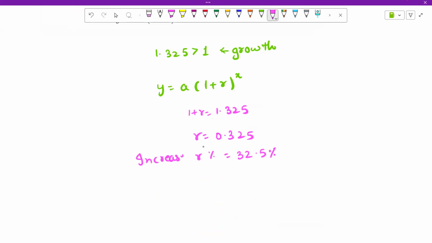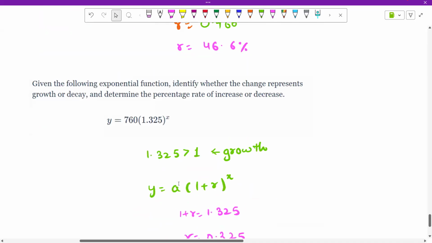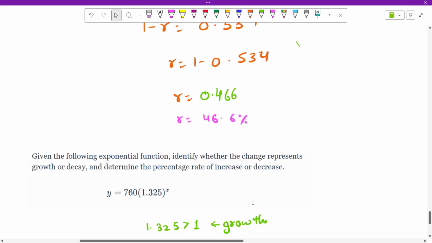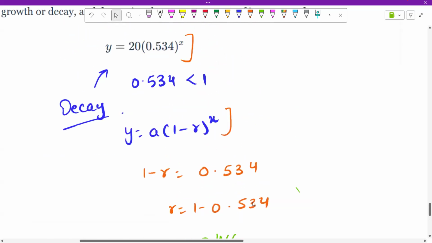That's what we wanted to find out. So the main thing is this formula. When it is an increase, (1 plus r) raised to power x. When it is a decrease, (1 minus r) raised to power x. If it is more than 1, then growth. Less than 1, then it is a decay.